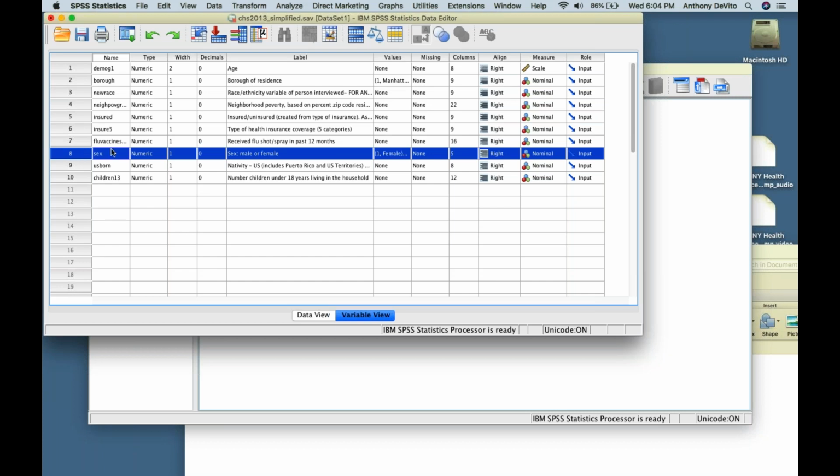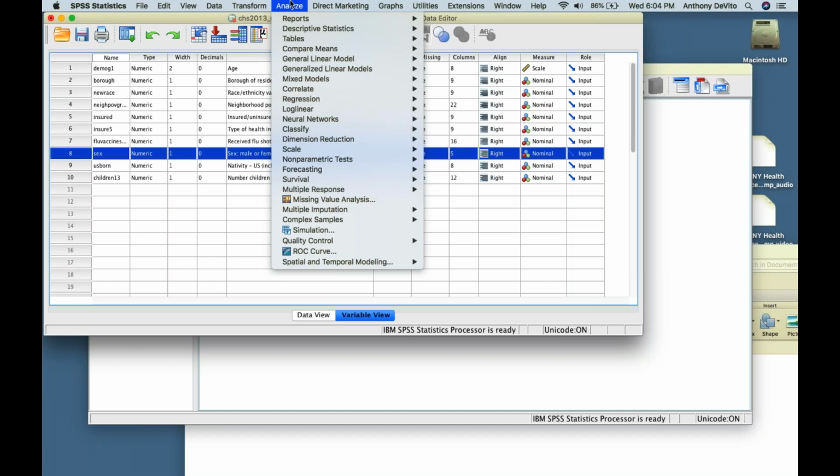So how do we produce these kinds of statistics in SPSS? So let's see. I'm going to go to Analyze. Okay, almost everything we do in terms of doing an analysis.